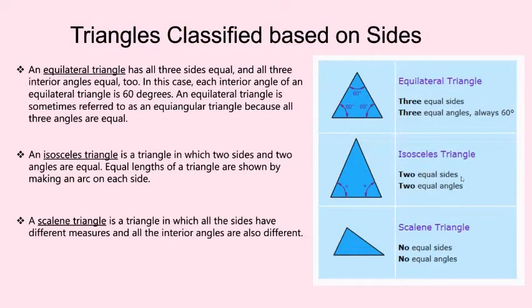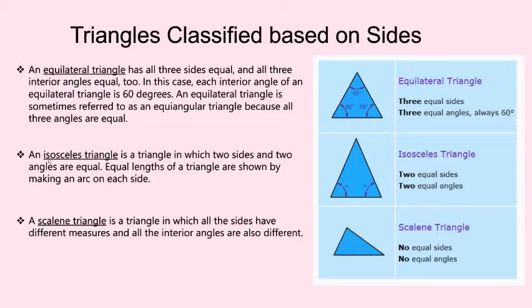Moving on to triangles classified by sides, we have the equilateral triangle, where all sides are equal and also all interior angles are equal. As you can see, every side is equal in our example, and every angle is equal to 60 degrees because the sum of all angles in a triangle is 180 degrees.